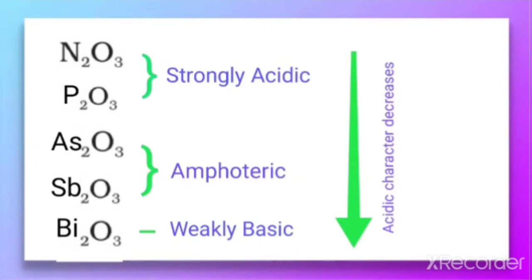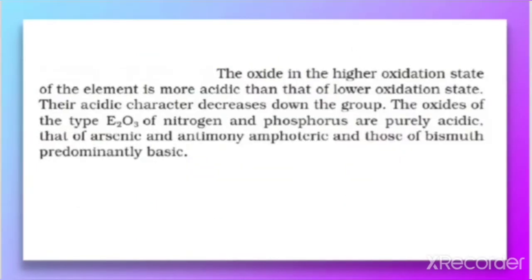As we have already discussed, from top to bottom metallic character increases. That means the basic character is increasing down the group. Basic character increases means acidic character is decreasing. Since bismuth is metallic, it shows basic character. So we can say that the acidic character decreases down the group. The oxide in the higher oxidation state of the element is more acidic than that of the lower oxidation state, and their acidic character decreases down the group.